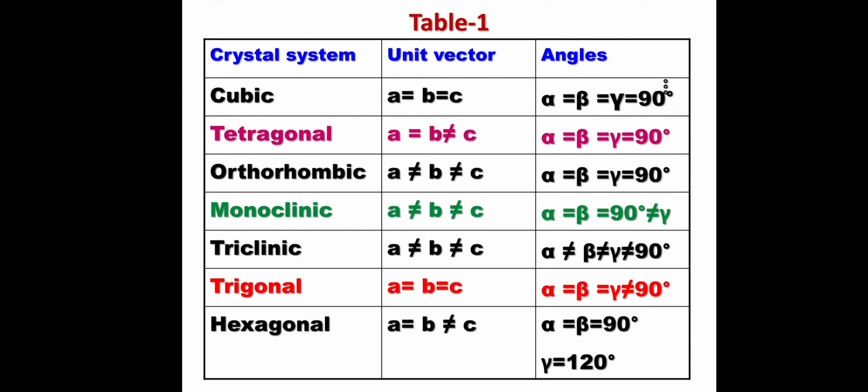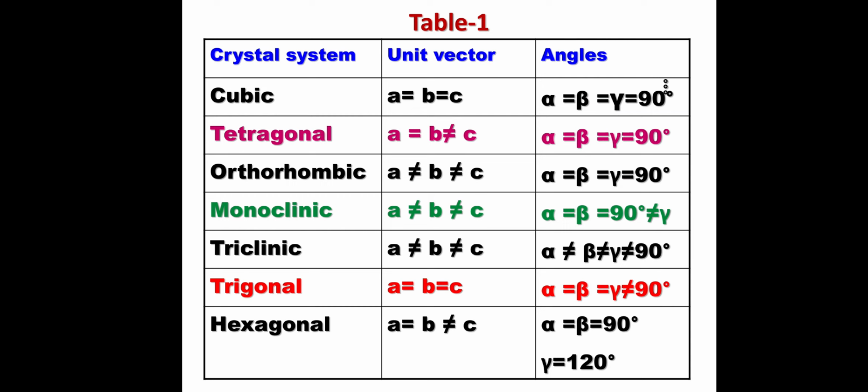This trigonal is also called rhombohedral or rhombic crystal. All the three sides A, B, C are equal, and as far as interfacial angles are concerned, the angles are equal but not equal to 90 degree, but less than 120 degree. Alpha equal to beta equal to gamma, not equal to 90 degree but less than 120 degree. The example for rhombic or trigonal crystal system is calcium sulfate.